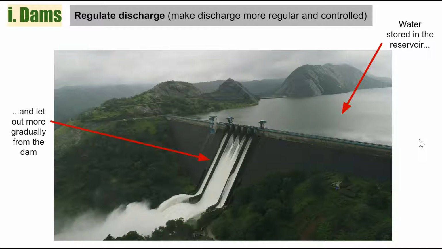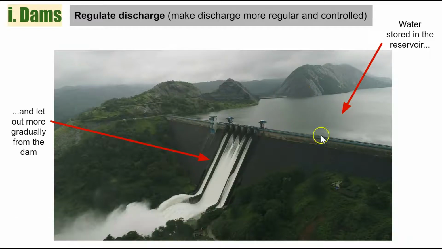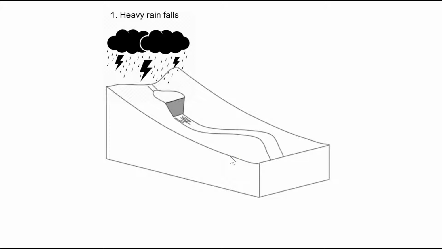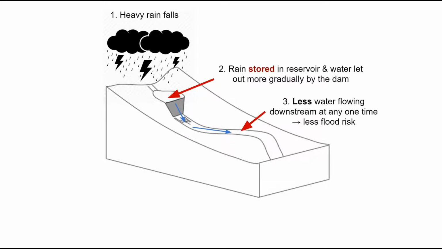So in terms of flood control then, if you've got too much water coming down, rather than it all coming out at once, there is this storage capacity here in the reservoir. You can let that build up and just let the water out gradually, reducing the amount of water that comes downstream. So you can see this in your diagram. Here comes the heavy rain falling in the upper part of the drainage basin. If you have a dam here with the reservoir behind, you can store some of the rainwater there. You can let it out more gradually, so the amount of water coming down the stream is reduced at any one time, and there's less of a flood risk downstream. So you can pause the video here and copy that into your notes.